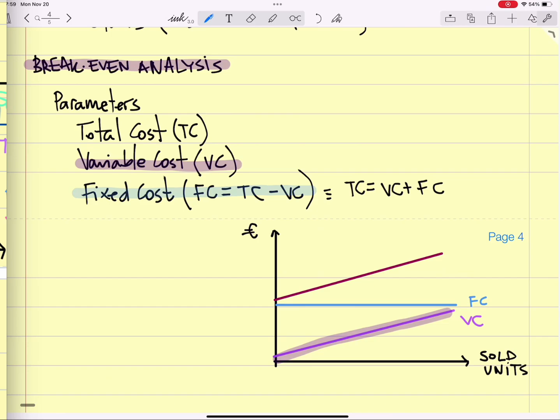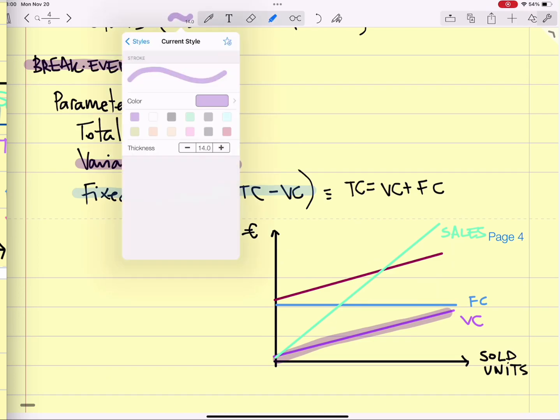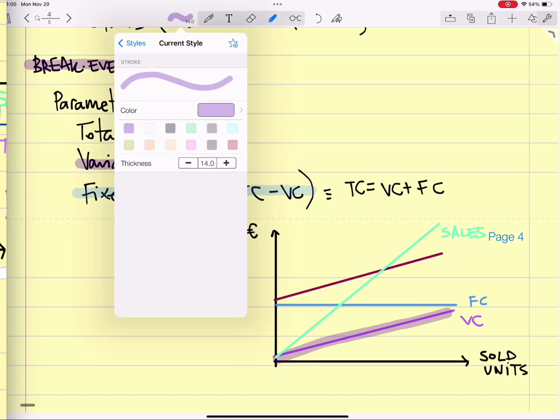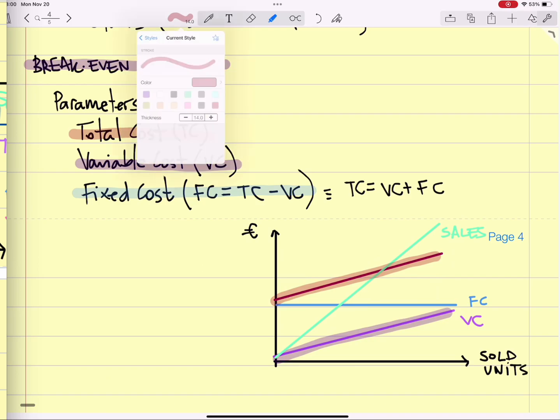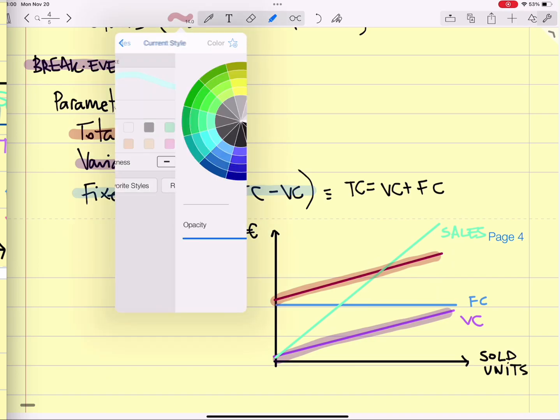And then we have our sales, which is another line here. It goes like that. So this is our sales, the number of units that we sell. Here, this thing is red, okay? This is the total cost. So, you cool so far?